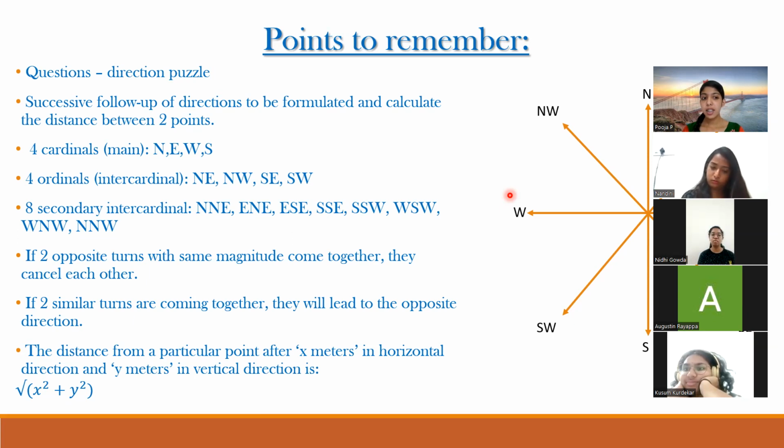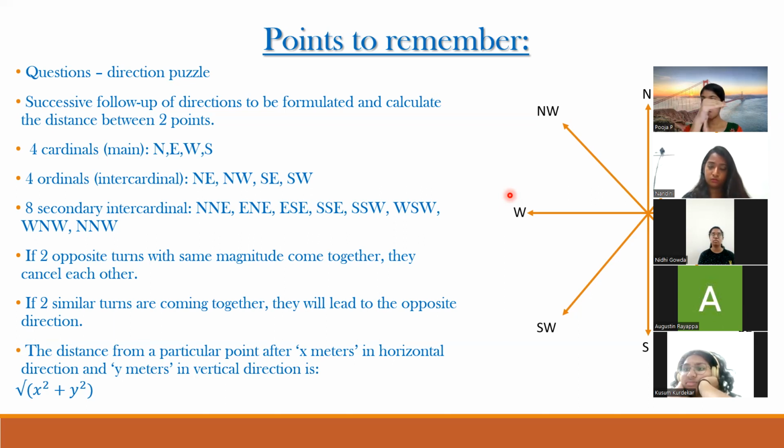The second thing is, if two similar turns come together, they will lead to the opposite direction. Let's say the person started moving towards north. They moved 2 meters towards north. Then they took a left turn, that is, they moved towards west, let's say 5 meters to west. Then they moved 5 meters down, again left. So you're in west, and left of west is south. So you started 2 meters north.